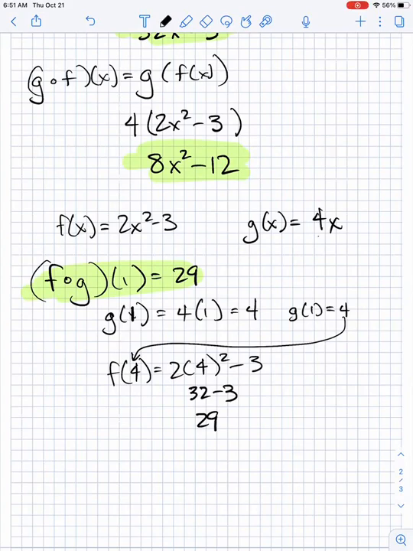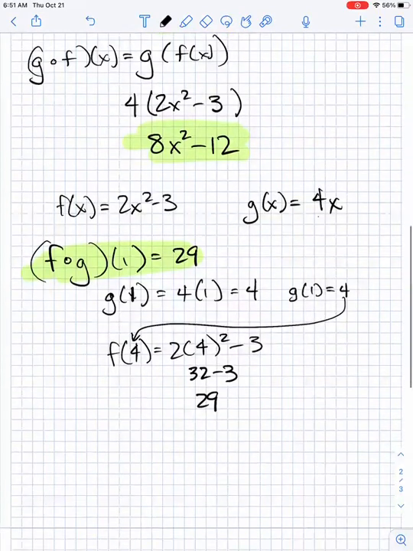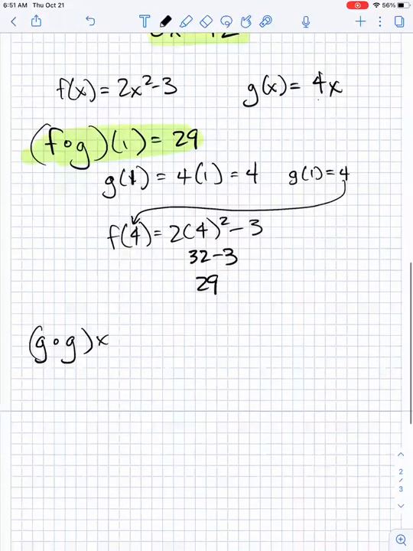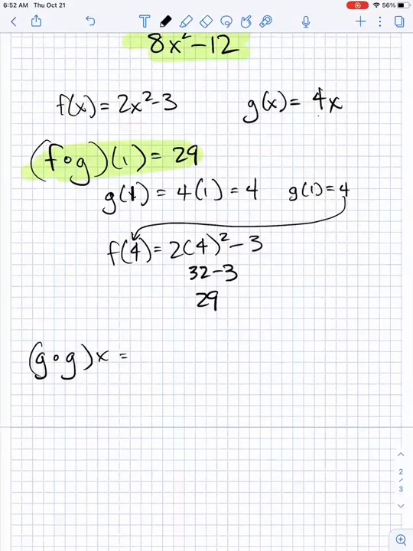Finding domain. Oh, no, let's do one more. You can also do a composition of a function with itself. So g of g of x, for example, would be where I take my g function here. So that's 4x, and I'm going to plug 4x in. So g of g of x is 16x.